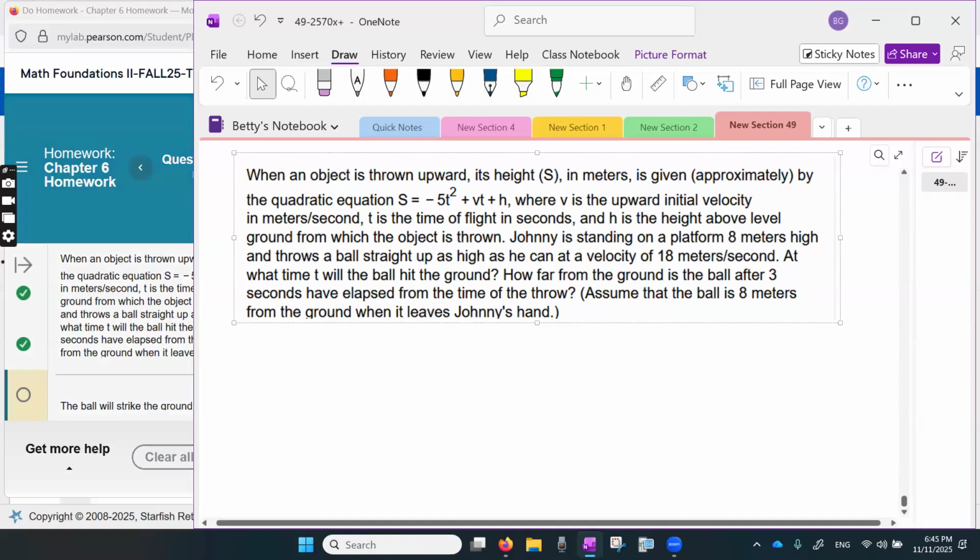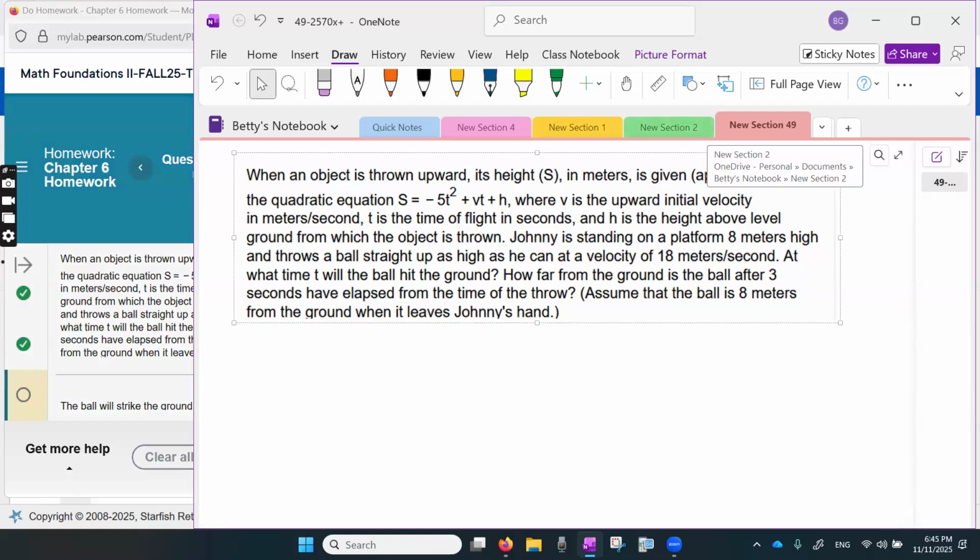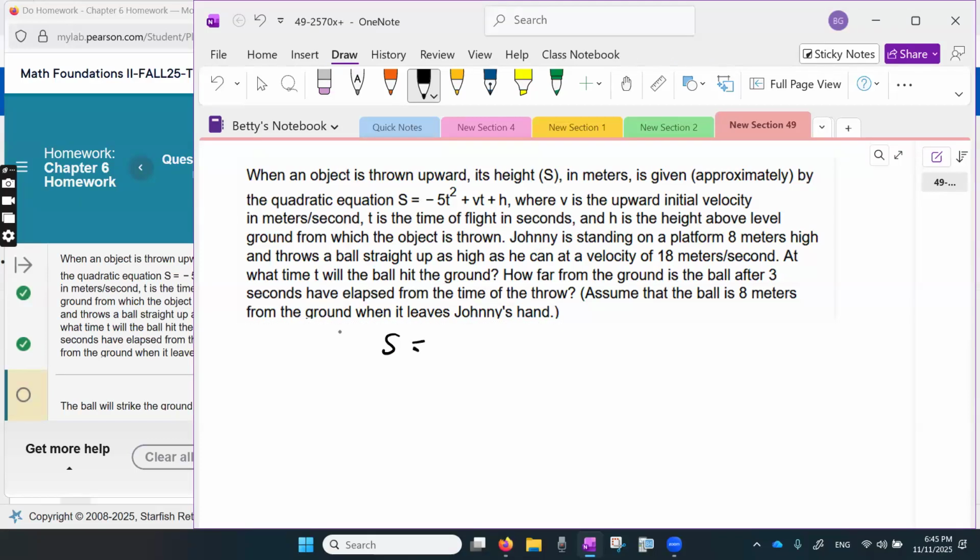Okay, let's do one thing at a time. The function is given. Actually it's a function, but let's see the equation: s = -5t^2 + vt + h. After we read the problem, we should know the initial velocity, v, is 18.